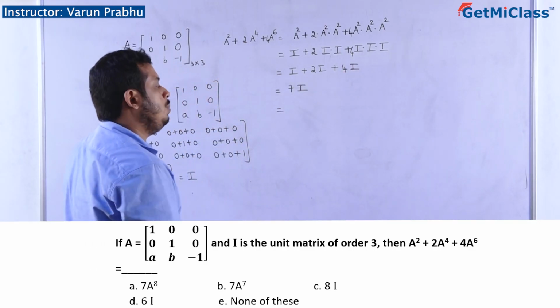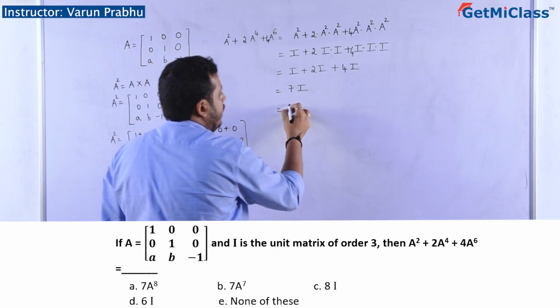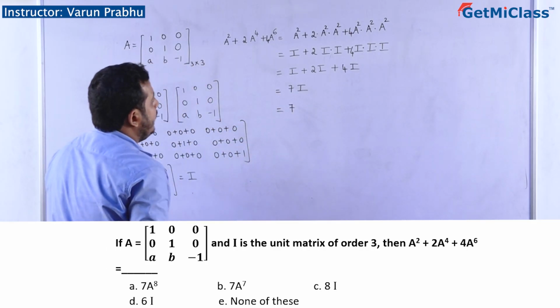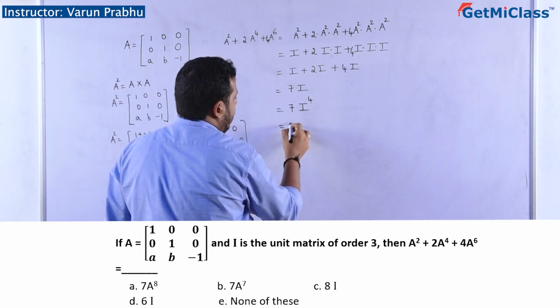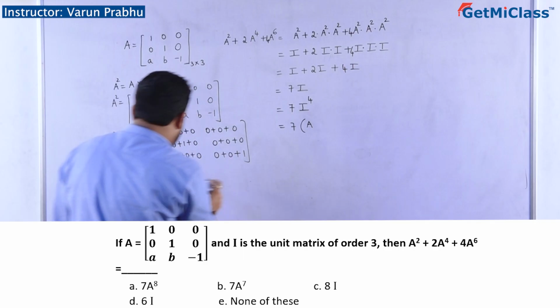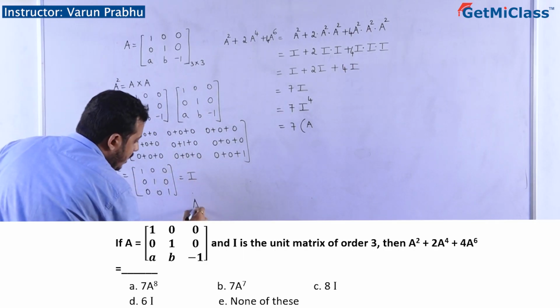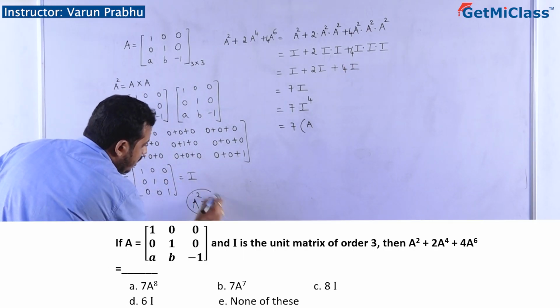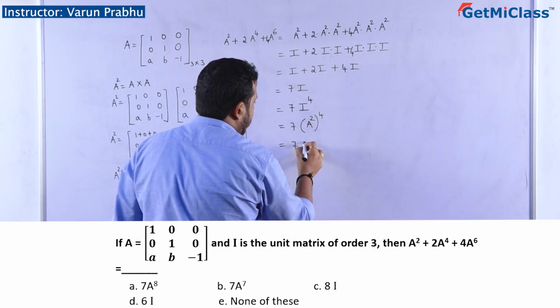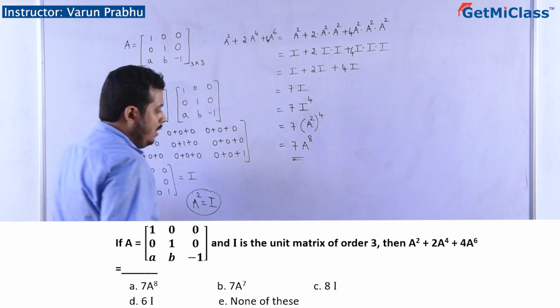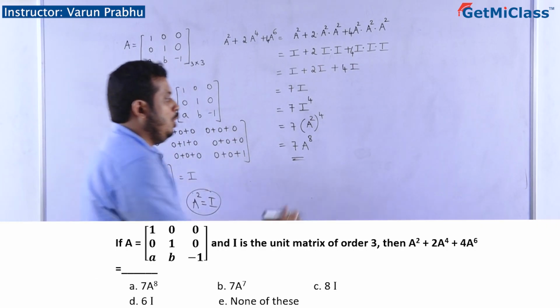Now if you look at the options, 7I is not there. I can be written as I to the power 4 also, correct or not? But I is nothing but what? What is I? I is nothing but A square. A square is nothing but I. So A square to the power of 4. So 7A to the power 8 is the answer to the question, which corresponds to option A.